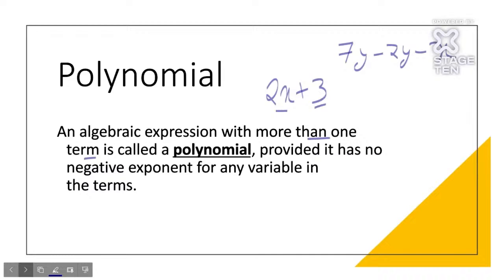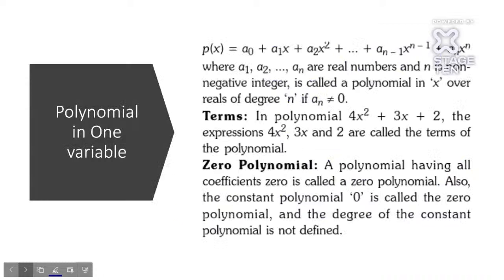Now we have a condition that it should have a positive integral power, meaning the exponent. If there is any power, like in 2x square minus 1, that power should always be positive. It cannot be a negative power.